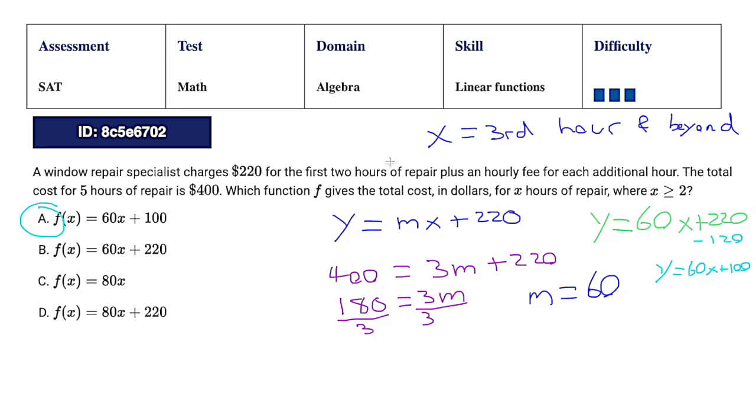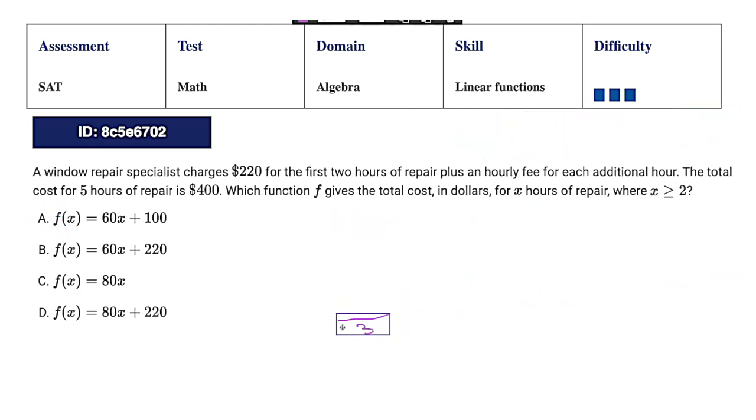Again, we had to make that adjustment because my original thought was we're only talking about the third hour and beyond being x, but here it's saying straight up the number of hours. Okay, so that's one way that we could go about this. However, I think we could also use Desmos. Let's see what happens if we plug some answers into Desmos.